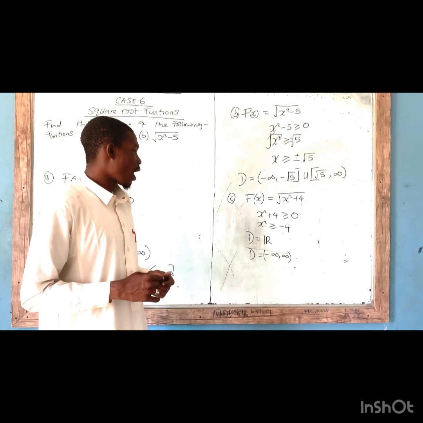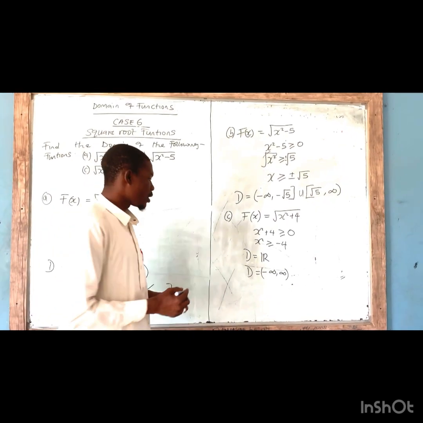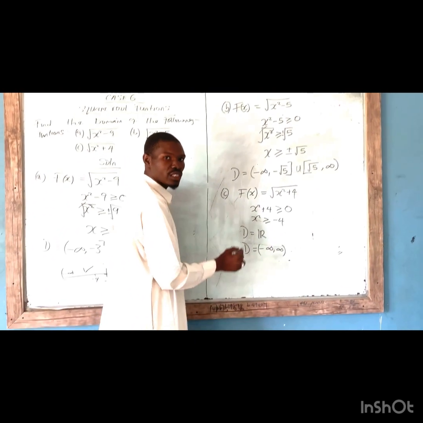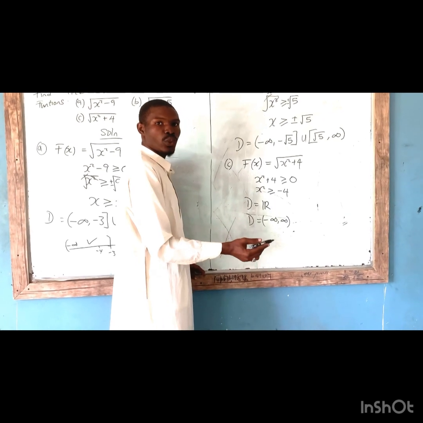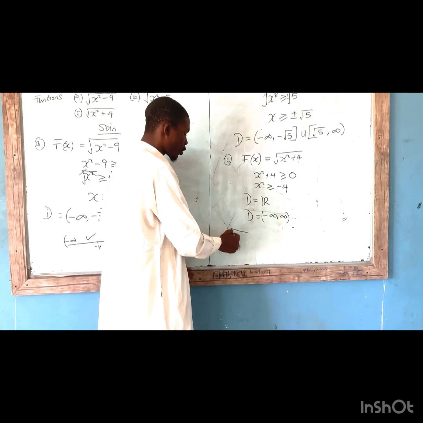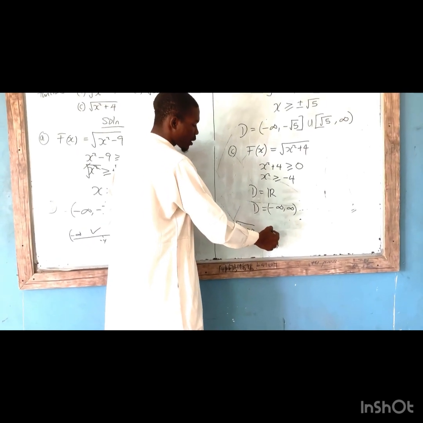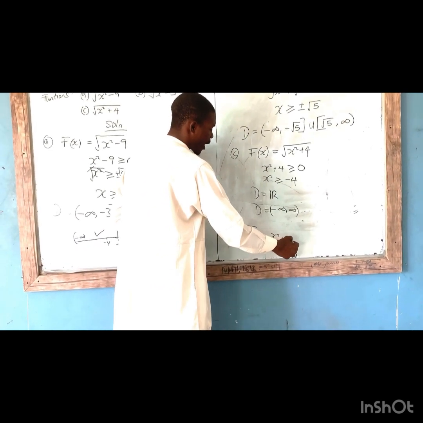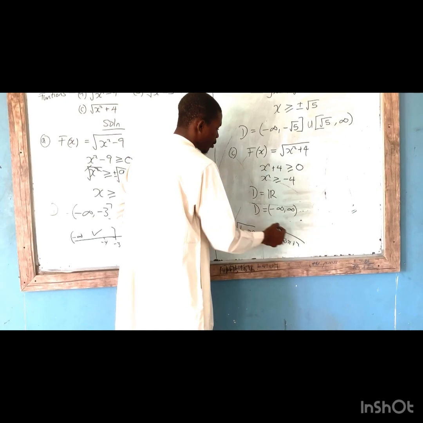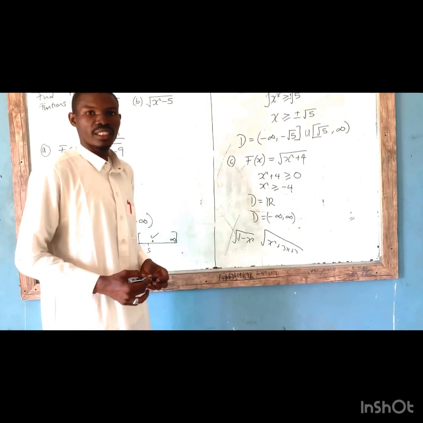So we are going to stop here at this juncture. In the next class, still on square root functions, we are going to look at how to find the domain of functions like 1 minus x squared, and functions like x squared plus 3x plus 2, all in square root.